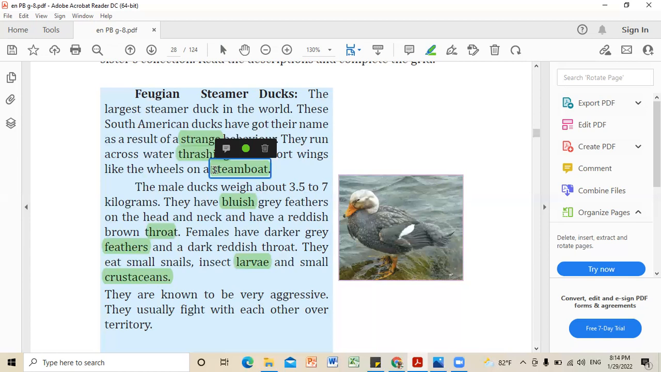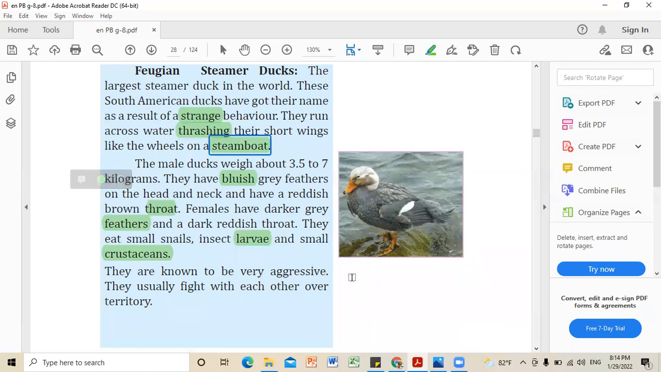Right? So if we move on to the next paragraph, the male ducks weigh about 3.5 to 7 kilograms.